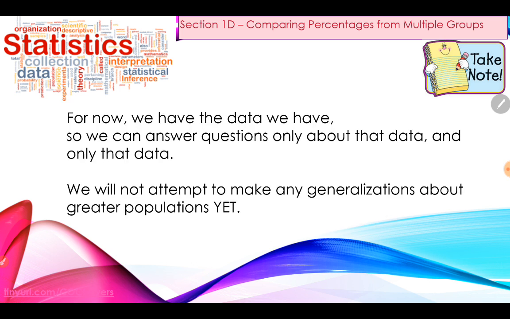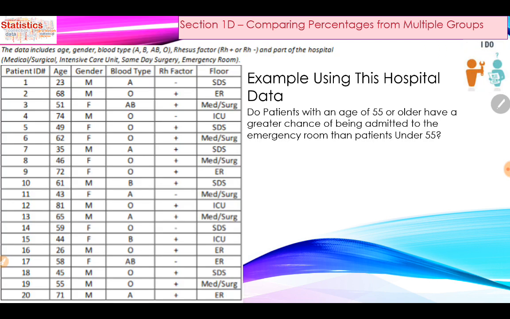But we have what we have. For now, we have the data we have, so we can answer questions about that data, and only that data, and we will not attempt to make any huge generalizations about greater populations. So let's jump into this example where we have some hospital data with 20 patients. So we can make some observations about this hospital. Not all hospitals nationwide, but about this hospital.